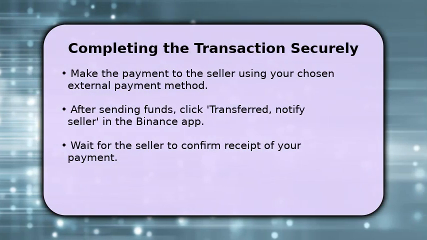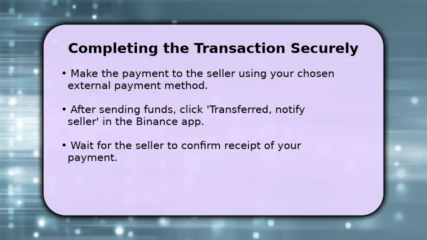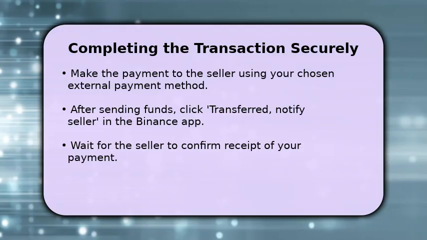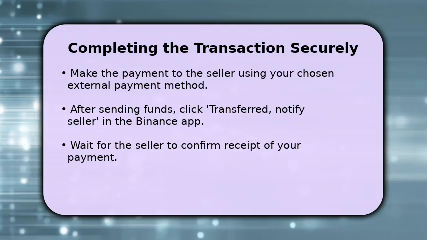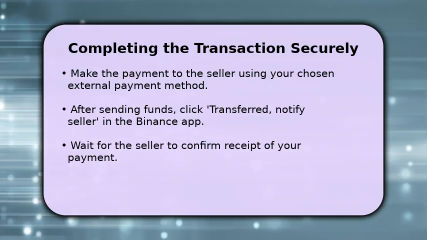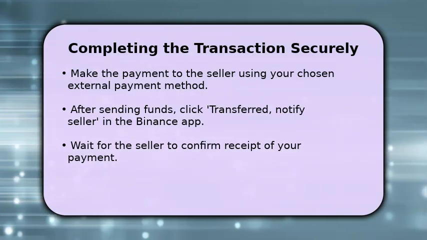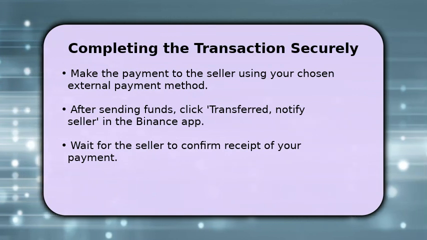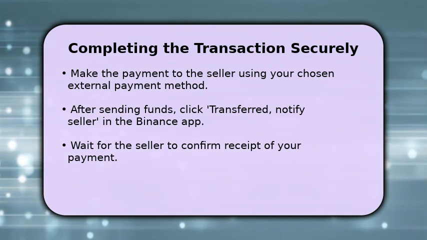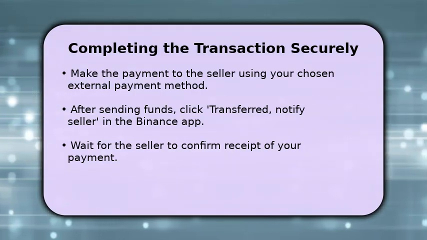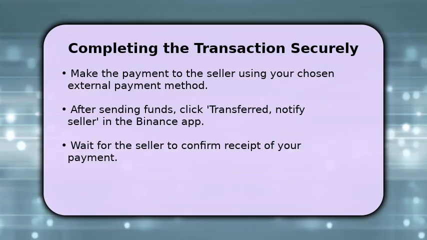After placing your order, you will receive the seller's payment details. Proceed to make the payment directly through your banking app or chosen method outside of Binance. Once the payment is successfully sent, return to the Binance app and click Transferred, Notify Seller. The seller will then confirm they received your funds, and Binance will promptly release the cryptocurrency from escrow into your funding account. Always verify payment in your own bank before releasing crypto if you are selling.